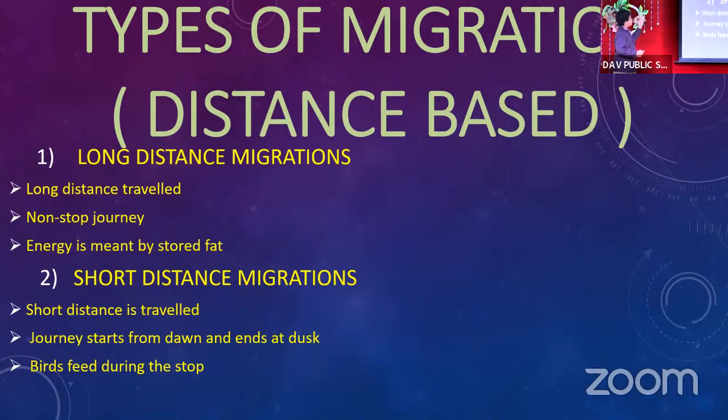Now comes the short distance migrations. In short distance migrations, of course, short distance will be traveled. Journey starts from dawn and ends at dusk. Dawn means morning and dusk means evening. That means journey starts from morning and ends at evening. Birds feed during the stop, means they take break journeys.